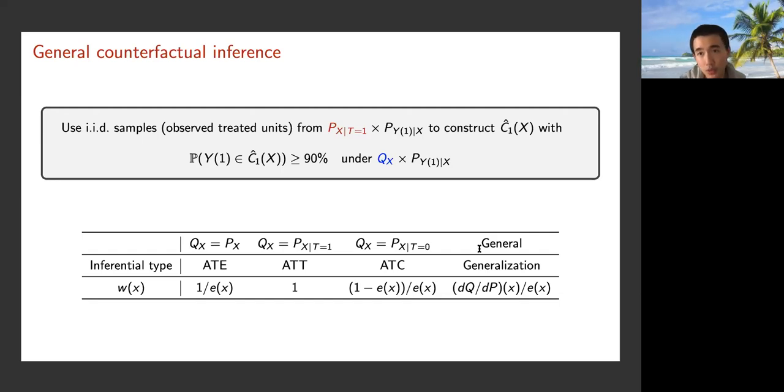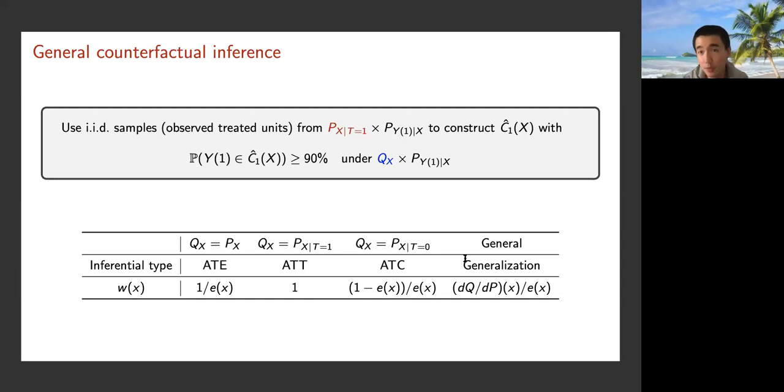Before moving on to the next part, I want to comment on the general counterfactual inference part. Previously we considered a particular target distribution, where the covariate distribution is the covariate distribution in the control group. But in general, we can replace that by any distribution. In our paper, we give several important examples, but one interesting one is this generalization: suppose your study population is not representative enough, and you want to generalize your results to another population. So let's say you run an experiment in California, but you want to generalize to the whole US.